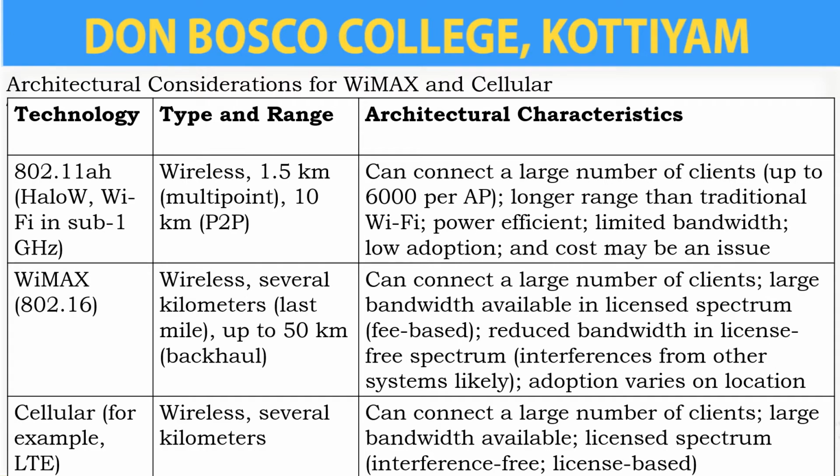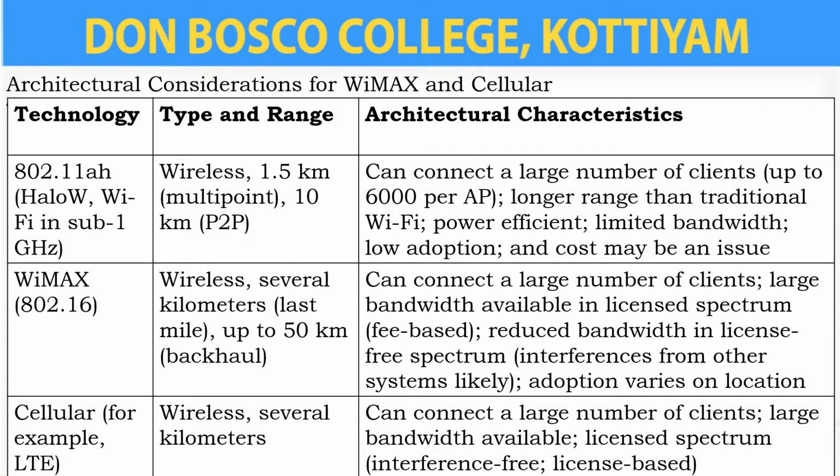The next technology is 802.11ah, also known as HaLow, and it is a wireless type, and its range is up to 1.5 kilometers. The architectural characteristics of this technology are that it can connect a large number of clients, and it has a longer range than traditional Wi-Fi. Some of its features are that it is power efficient, it has limited bandwidth and low adoption, and its disadvantage is that its cost is very high.